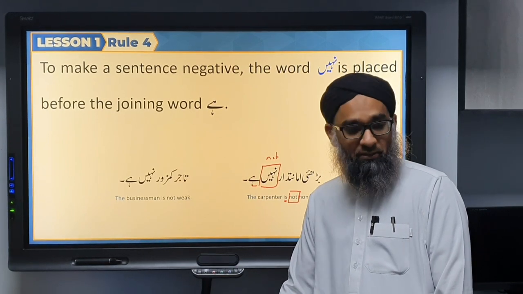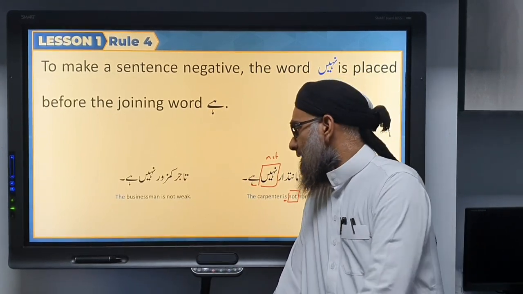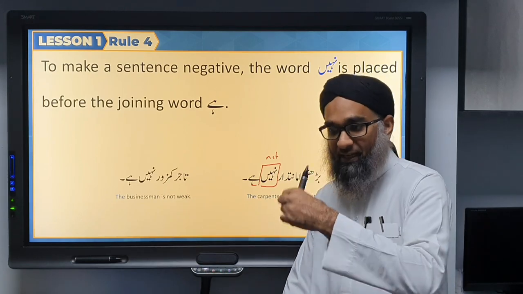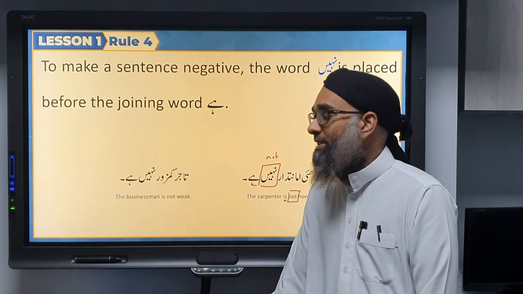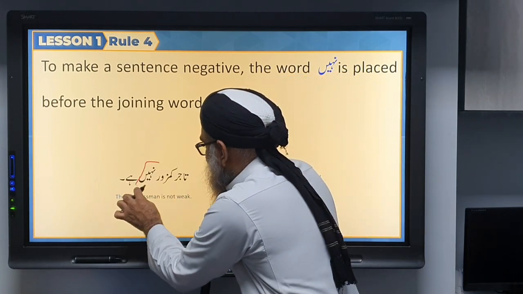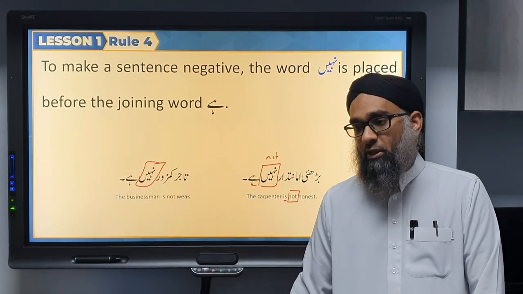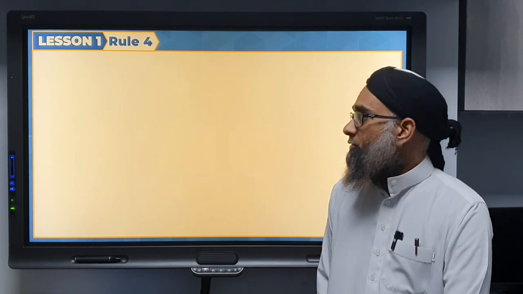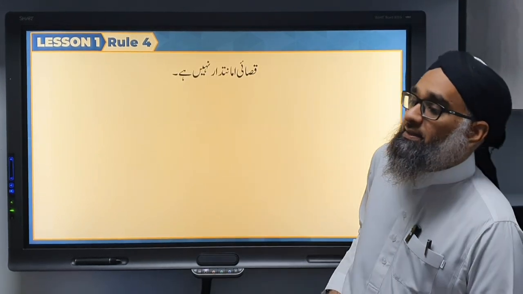Arabic. Tijarat. Hal adullukum ala tijaratin tunjikum min adhabin alim. So Tajir is ismul fa'il, an active participle. So Tajir kamzor nahi hai. The summary of the rule is nahi. Nahi means what? Not. So Tajir kamzor nahi hai. Got it? Let's try a few of them. So Qasai amanat dar nahi hai.